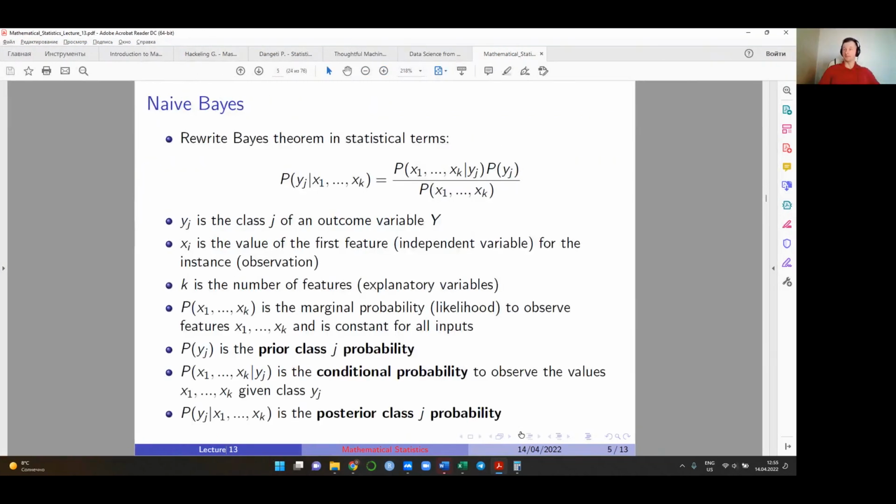So this is here. This is a prior class probability, something that I use with no additional information, and then I update this probability to compute this posterior class j probability. All of these are population things, these probabilities. And as you can guess, we need to do some estimation of these probabilities.